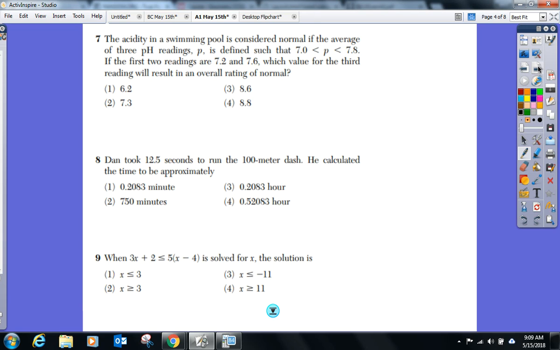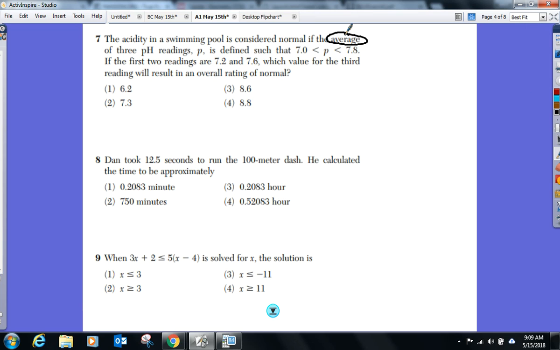Okay, here you go. The average has to be between 7 and 7.8 for this to be a normal rating. You already have 7.2. You already have 7.6. What's got to be the third one for an average between 7 and 7.8? So I'm going to go through each of these and do what? To find out which one of these would give me an average with these two between 7 and 7.8.